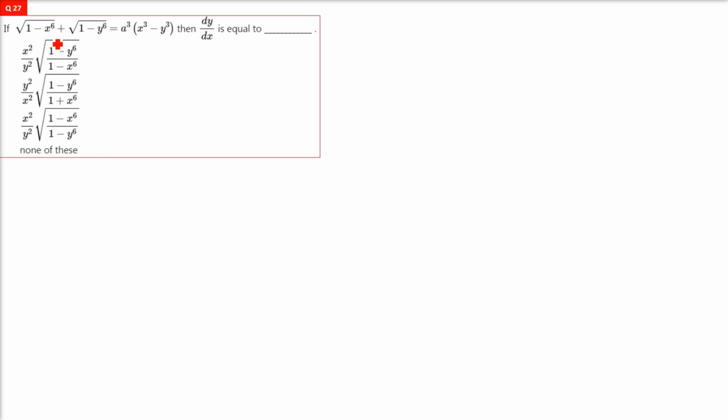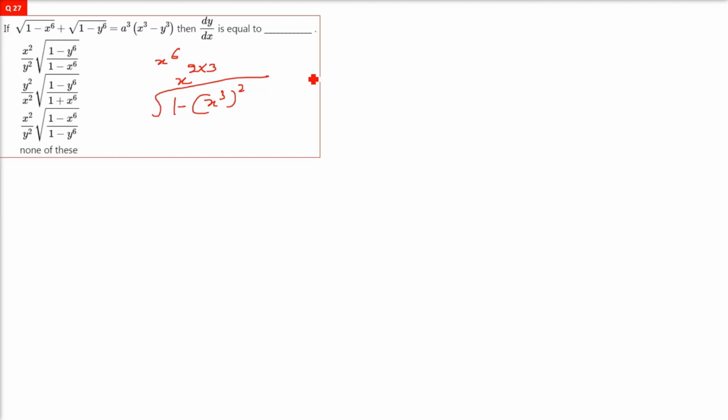Now we have square root of 1 minus x^6 plus square root of 1 minus y^6 equals a^3 (x^3 minus y^3). Then dy by dx is equal to? So how do you do this? We can make it simpler, because x^6 you can write as (x^3)^2 or (x^2)^3, both are the same thing, because 6 can be written as 2 into 3, either power you can take.